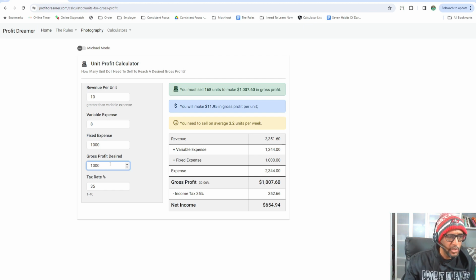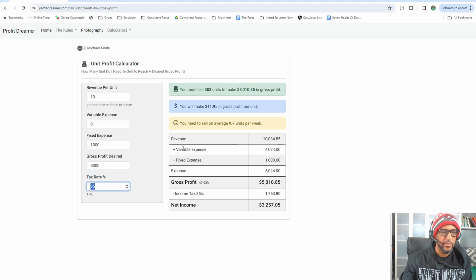This is how much money I want to make. So let's say I want to make $5,000. I put in my tax rate, and the answer that you need to focus on is this green bar here. You must sell 503 units to make $5,000 in gross profit, basically. It had to round it up and do some other numbers to get it perfect.